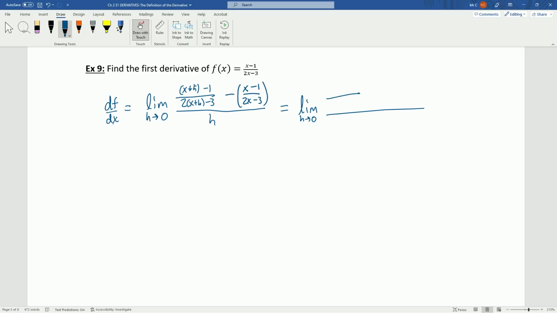This parentheses doesn't have anything happening to it, so we can write x plus h minus 1. And we'll distribute this 2, and we get 2x plus 2h minus 3. Minus (x minus 1) over (2x minus 3), all over h still. And now here I want to combine these two fractions together, so I'll just multiply by the missing denominators on each one.